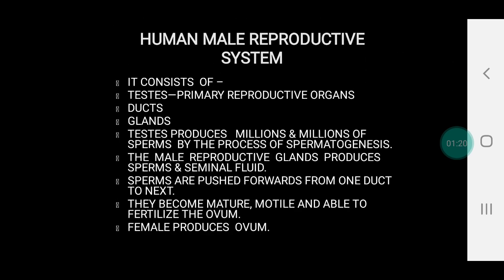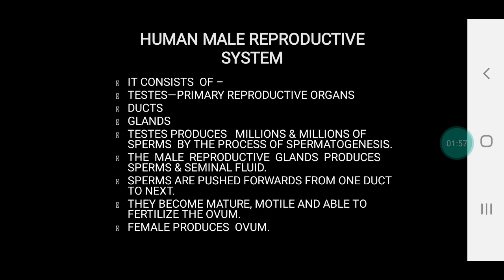So we'll first start with the human male reproductive system. It consists of testes, and testes are the primary reproductive organs, and it also consists of ducts and glands. Testes are present in the scrotum outside the abdominal cavity, and they contain numerous seminiferous tubules. Testes produce millions and millions of sperms by the process of spermatogenesis. And the male reproductive glands produce seminal fluid.